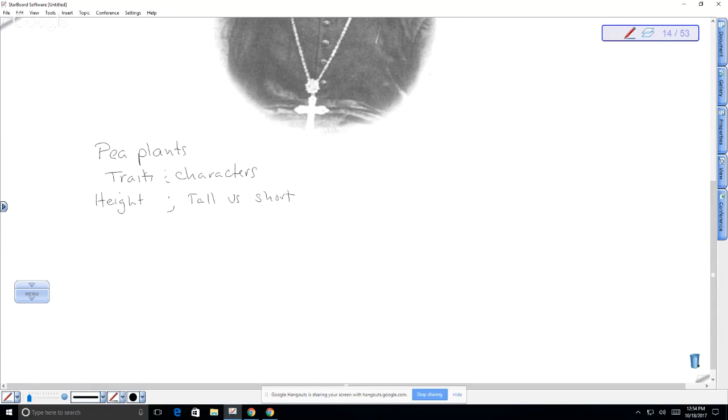So notice that in us, height is very variable, and so we don't just have tall people and short people, right? Most of us are middle of the road in terms of height. But this is discrete, so there's only tall and short plants, right? And so it's pretty smart to pick something simple to work with, okay? So when we breed tall, and I'm going to put a little cross here, that means to breed short. Okay, so these are pea plants.